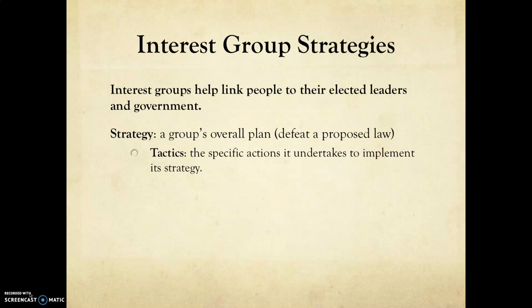Now, an interest group strategy simply reflects that particular group's overall plan. That could be to pass or defeat a proposed law. It can also include trying to elect a person into office or perhaps defeat that person from getting reelected. So an interest group will have a strategy. The tactics reflect the specific actions that an interest group undertakes to implement a particular strategy.